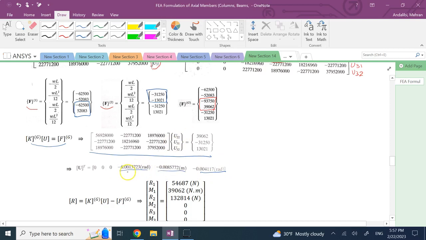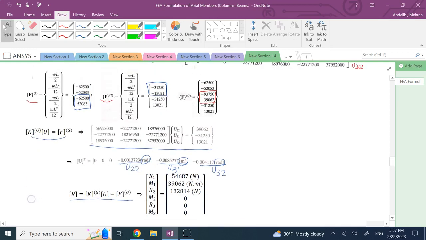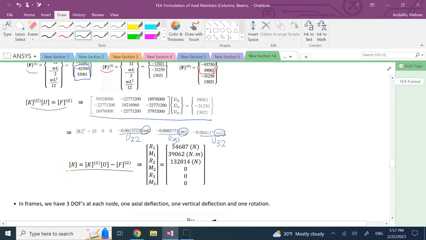Now pay attention to the units. This is U22, it's a rotation. The unit is radians. The same for U32, which is a rotation. But U31, which is a vertical displacement, the unit is meters. So pay attention very carefully. Finally, we go to the reactions. Reactions are always equal to K times U minus F. And here I plug the whole U back, the whole K back, and the whole F back. And there are 3, of course, reactions here. What are they? They are R1, M1, and R2.